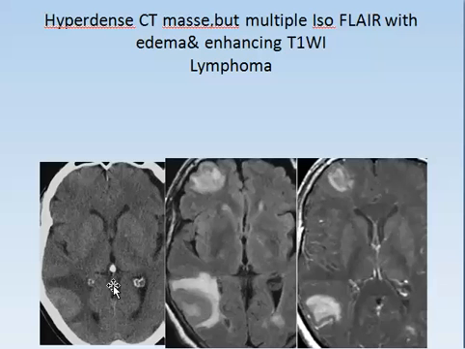This hyperdense mass is seen as multiple masses in FLAIR detected due to edema surrounding, and this is showing enhanced T1 weighted images, ring in the upper part and rather homogeneous in the lower part. Remember that ring enhancement is not a common feature in lymphoma, and it is usually seen in immunocompromised patients.